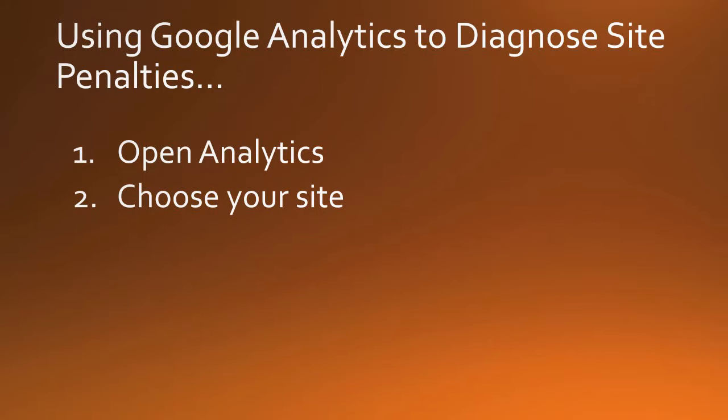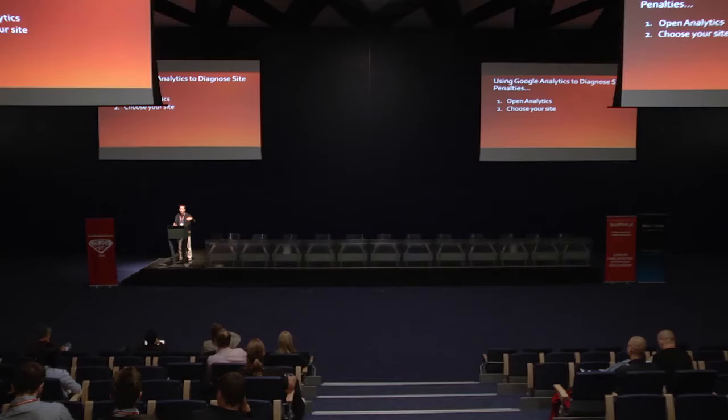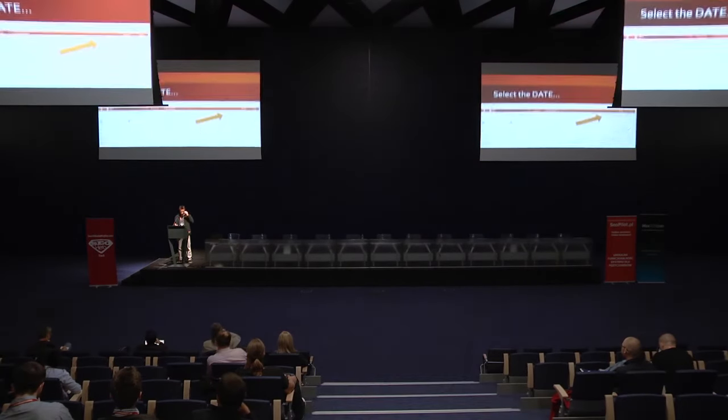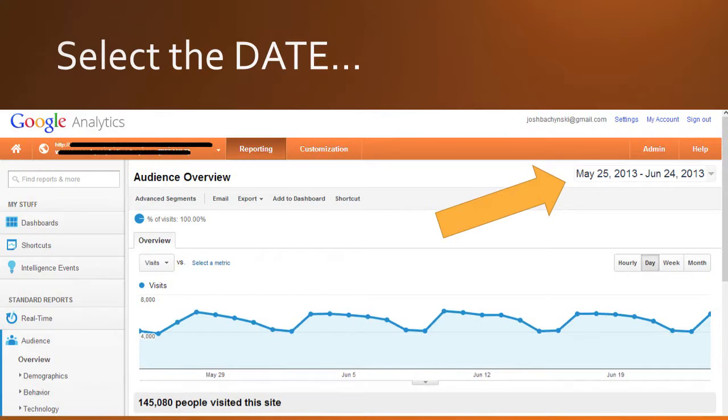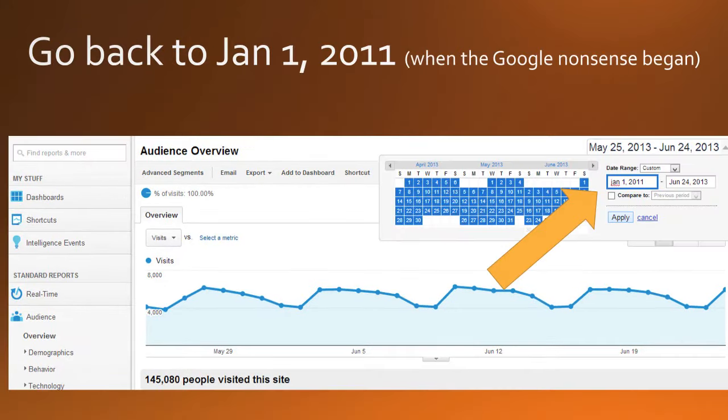Okay, so I'm not going to go through how to install analytics. I assume you all know how to use analytics more or less. You know how to install it. So once you have it installed, you open analytics, and you choose the site in question that you think has a ranking problem or some kind of a penalty. Now, when you get into analytics, you want to go over to the right side, and you want to select the date. And the reason why you want to do that is you want to go back to January 1st, 2011 or so, when all this Google nonsense began.